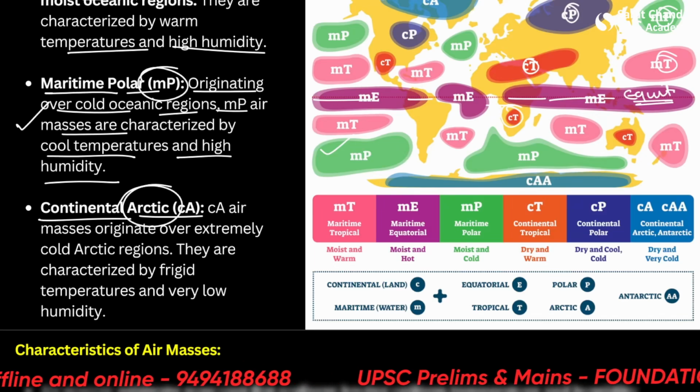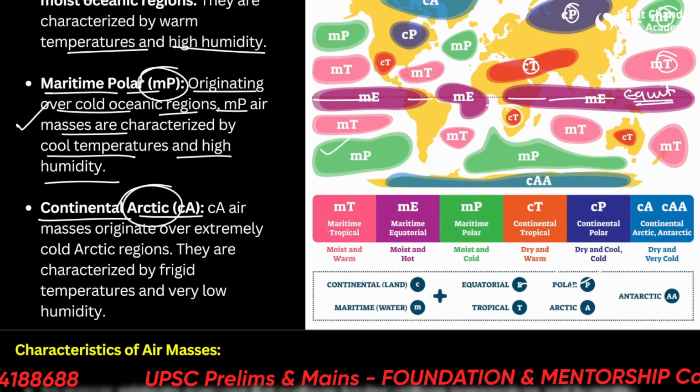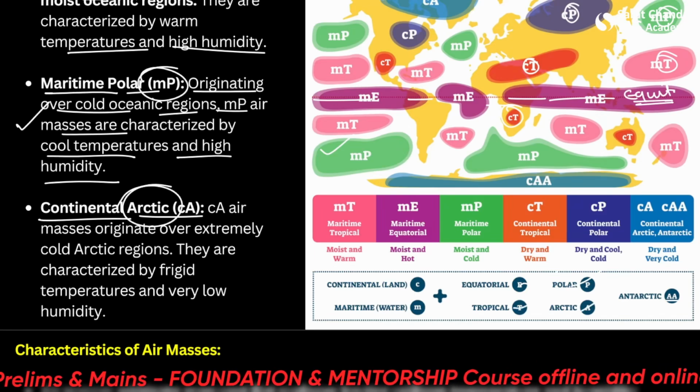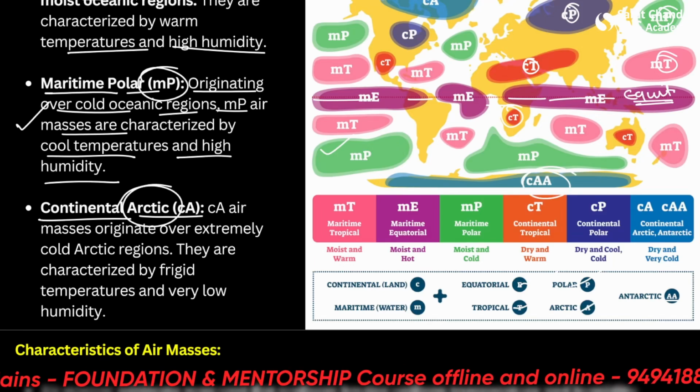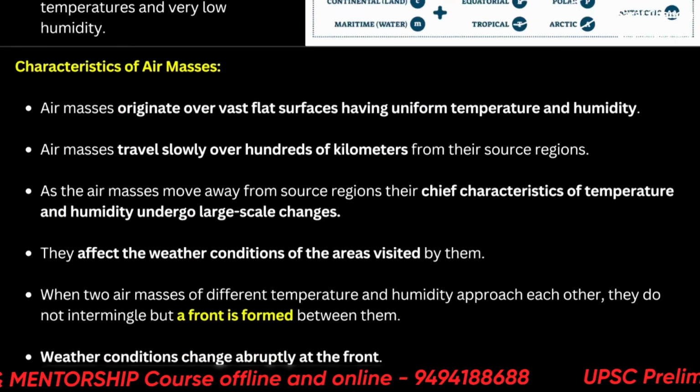So there are multiple types. Continental has three types: equatorial, polar, and then there is maritime, tropical, and Arctic and Antarctic type. So various different types are there. Here is continental Antarctic, and the upper side is continental Arctic. So there are various different types of air masses.